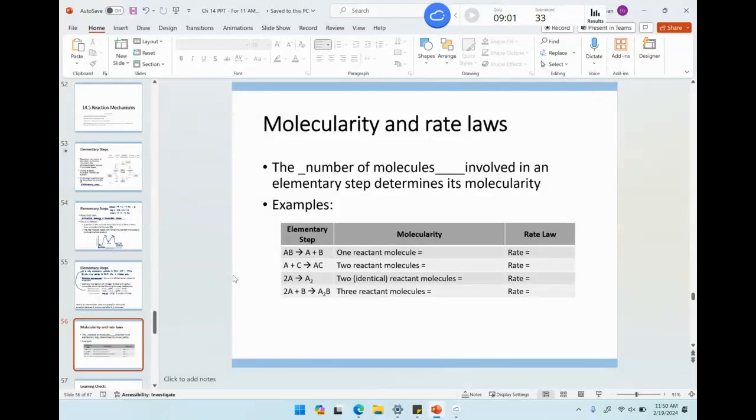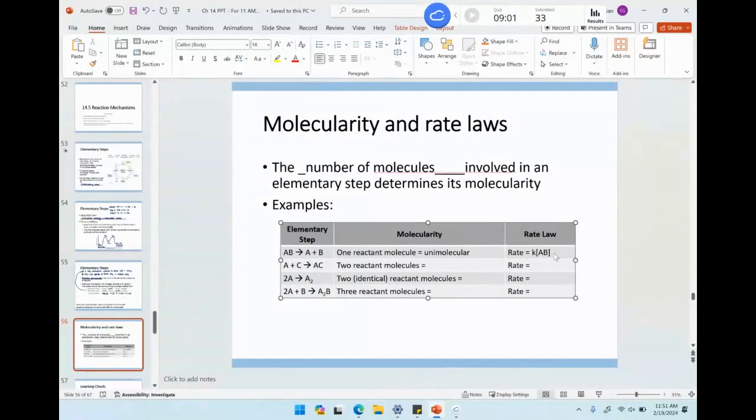For this first reaction, we have AB, so that is one reagent forming two products. But the key here is that we have one reagent molecule. That tells us this is a unimolecular reaction. And the rate is equal to the rate constant times the concentration of AB, with the exponent 1 because it's unimolecular. So remember last week we had to get information from multiple experiments and determine reaction order that way. If you have an elementary reaction, you can determine the rate law just by the molecularity.